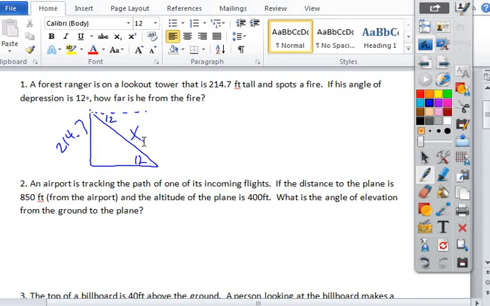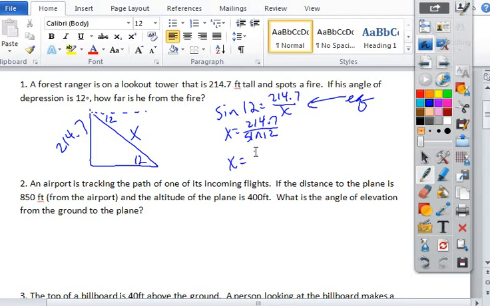There's my X. That's the first thing I'm checking. Did you draw the triangle right? Using the trig ratio, that would be sine of 12 is 214.7 over x. There's the second thing I'm checking, your equation. And then X is going to equal 214.7 divided by the sine of 12. And the x equals 1032.6.